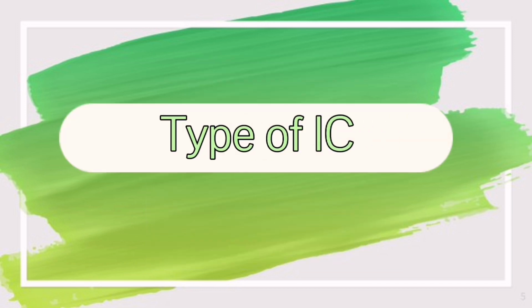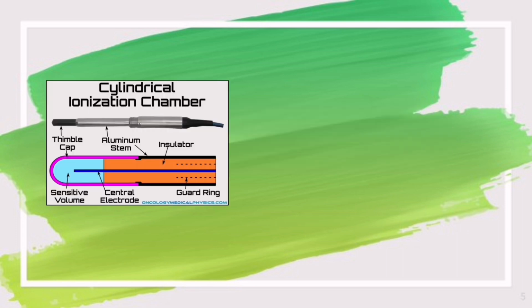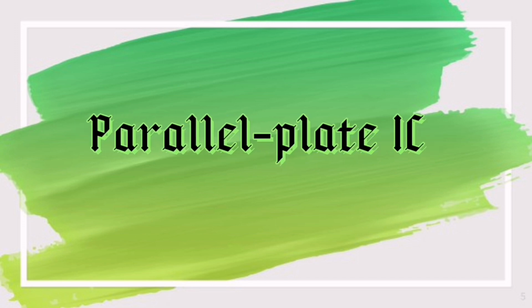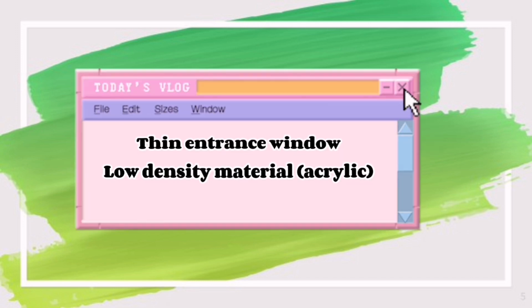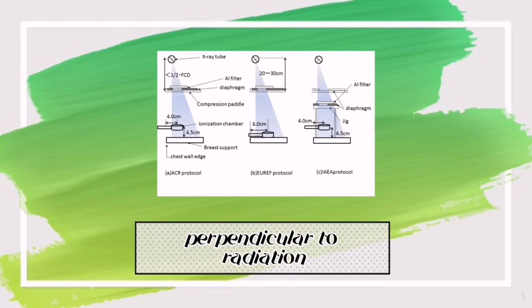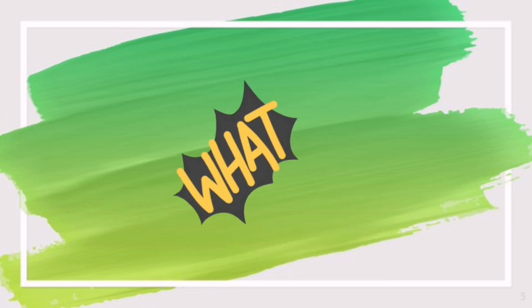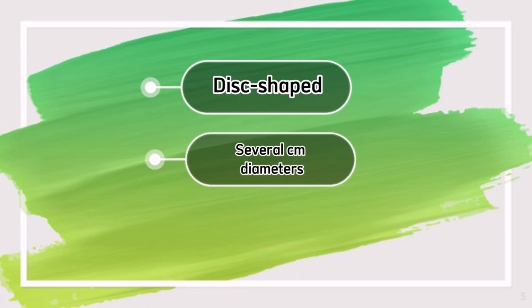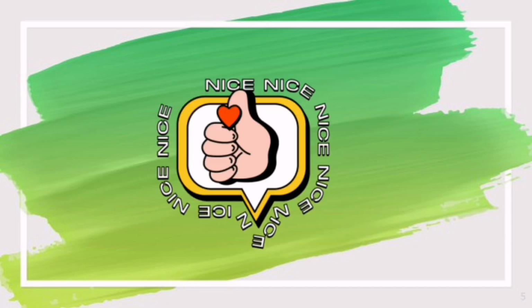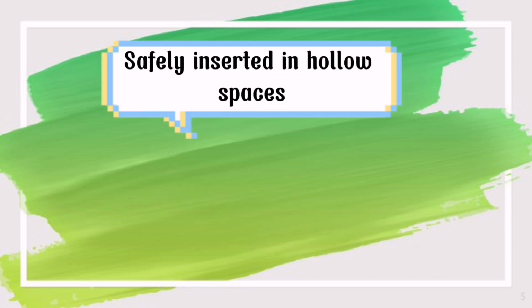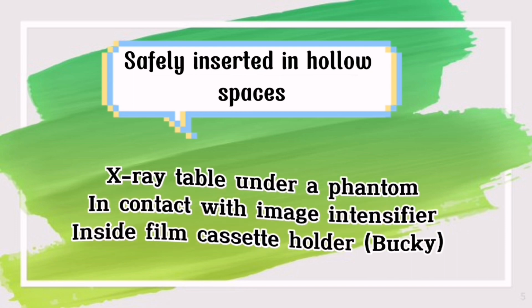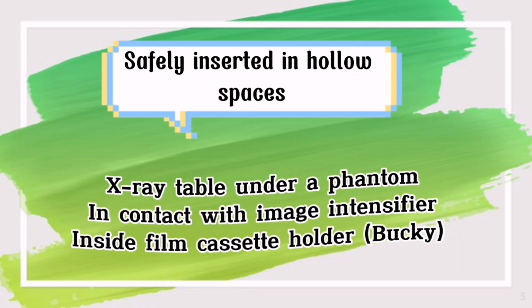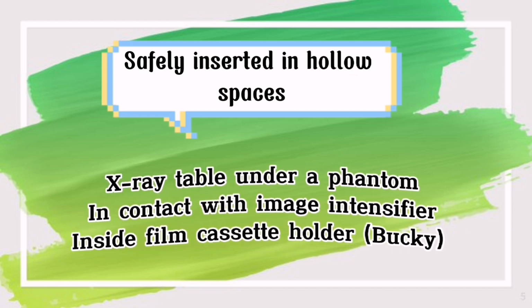The types of IC used to perform this are usually cylindrical or parallel plate. In mammography, the parallel plate IC being used has a thin entrance window and is made of a low-density material such as acrylic. It is placed perpendicularly to the radiation beam. Did you know that parallel plate chambers are disc-shaped with diameters of several centimeters and thickness of a few centimeters? This is why it can be safely inserted in hollow spaces such as the X-ray table, under a phantom, in contact with the image intensifier, or inside a film cassette holder or bucket.